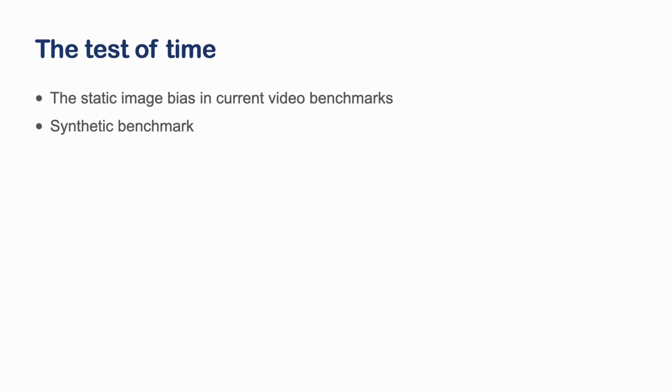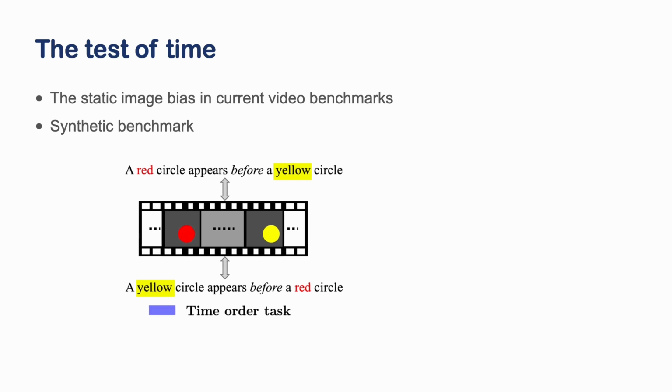We create a simple benchmark with synthetic data as our test of time. We consider videos that contain two events, such as a red circle appears and a yellow circle appears. We get a caption for this video by stitching the texts with a temporal relation, in this case before. This is a positive caption. We obtain a corresponding negative caption by swapping the two text segments around the temporal relation. The test for the model is to select which of these sentences is consistent with the time order of the video.